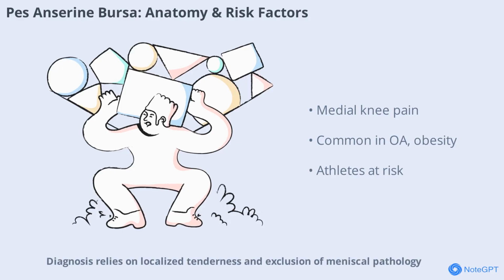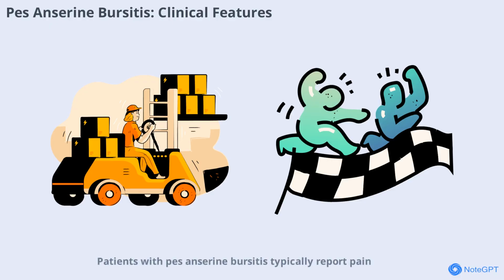Diagnosis relies on localized tenderness and exclusion of meniscal pathology. Patients with pes anserine bursitis typically report pain 4 to 5 cm below the knee joint, worsened by climbing stairs, rising, or kneeling.